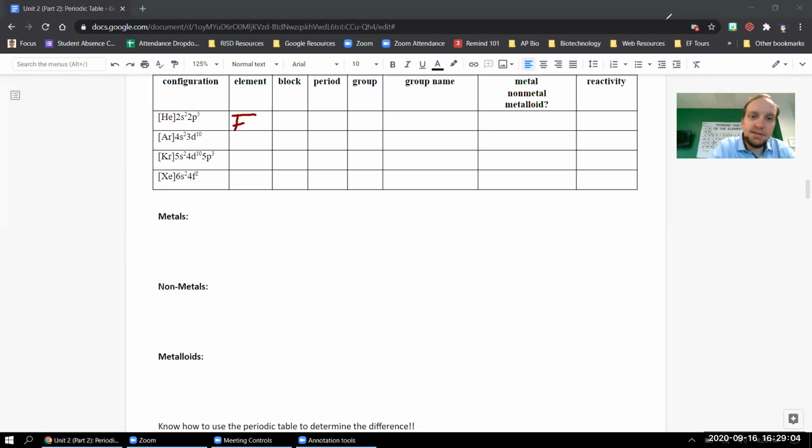Fluorine is the element that is about. That, of course, is in the P block. The period it's on, which again is the row, is going to be the second period. What group it's in, which is a column, is 7, sometimes referred to as 17. The group name, what group it's in, is called the halogens. Second to last group.